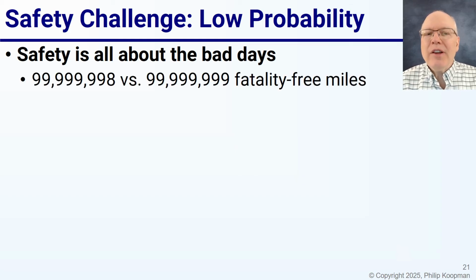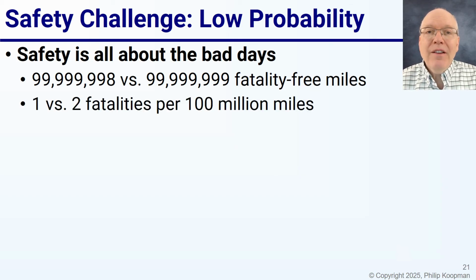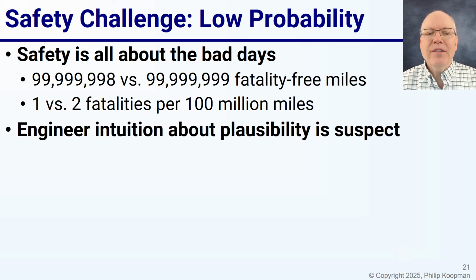But let's look at that a little more rigorously. Let's say you have 99,999,998 fatality-free miles versus 99,999,999 fatality-free miles. Well, the only difference is down in the last digit. They sound sort of the same if you look at the good days. But if you look at the bad days, that's double the fatality rate. So safety doesn't care about the good days, it cares about the bad days, because you have very, very low probability of adverse events if you're a safe system, and the changes in the number of adverse events are what matter, not the good days. It's about the bad days.